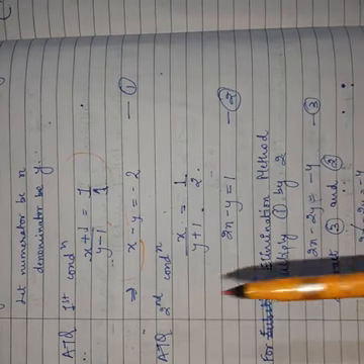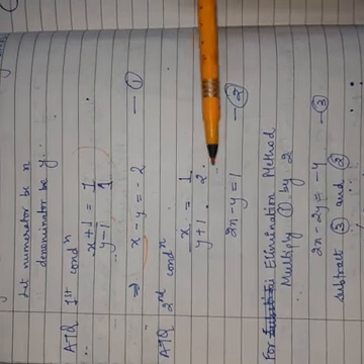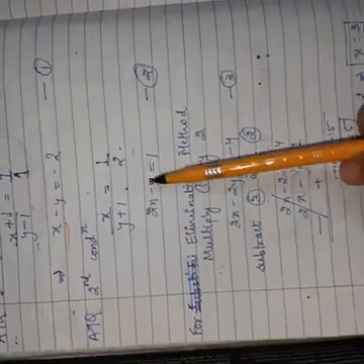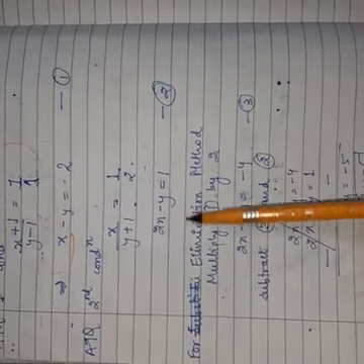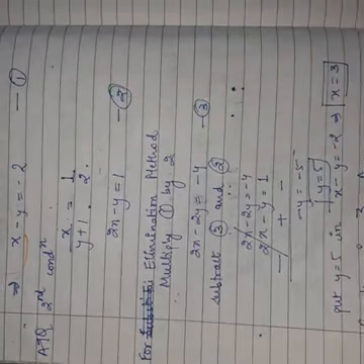Now, according to the second condition, if only 1 is added to the denominator, the fraction is 1 by 2 or half. So I have done half of it and solved it, and named it as equation number 2.